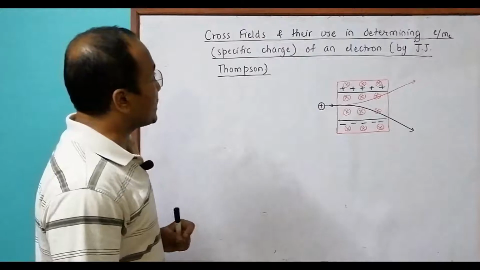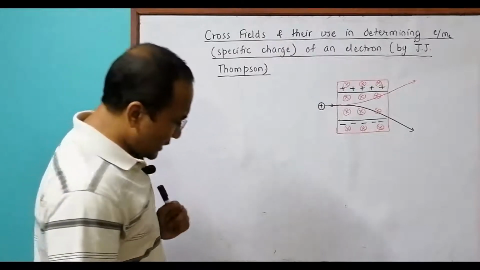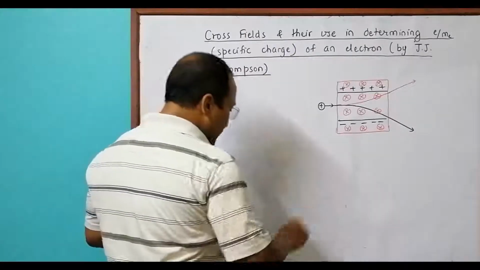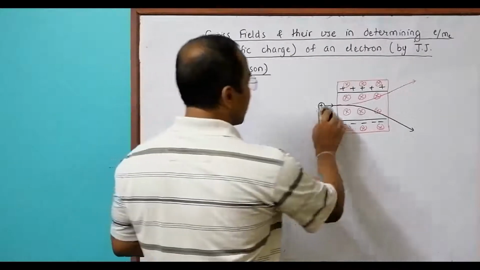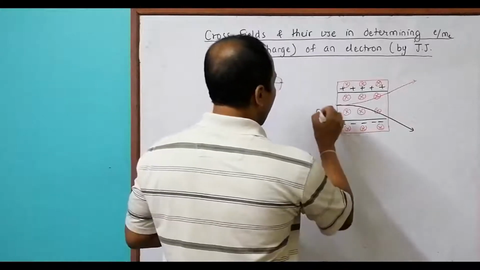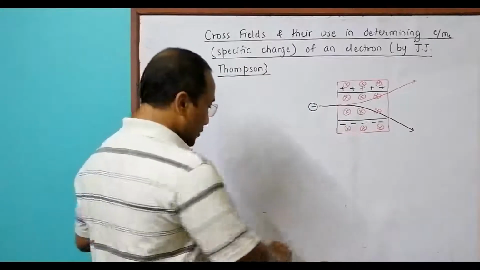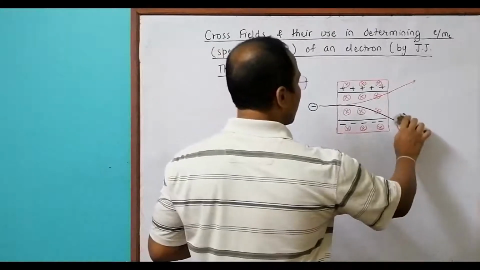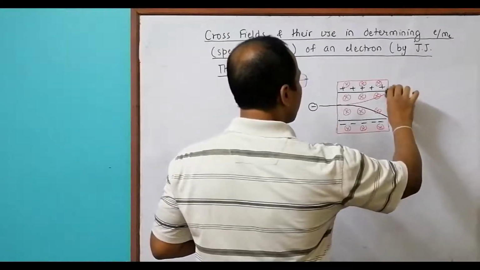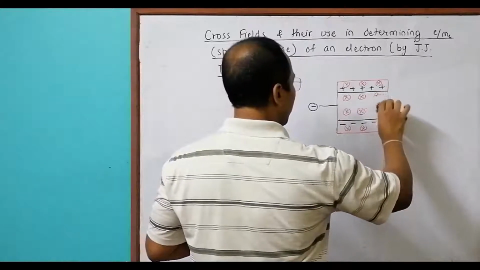Now Mr. Thomson used this method to determine e/m_e, the specific charge. Here, this is a positive charged particle, so that's why the deflection is like this. Now if it had been a negative charged particle, what would have happened? This thing would have reversed. These things would have definitely reversed.